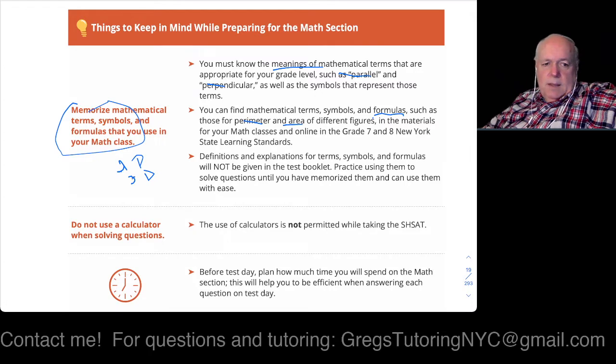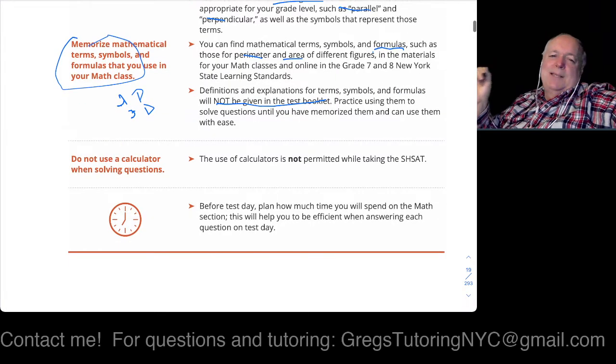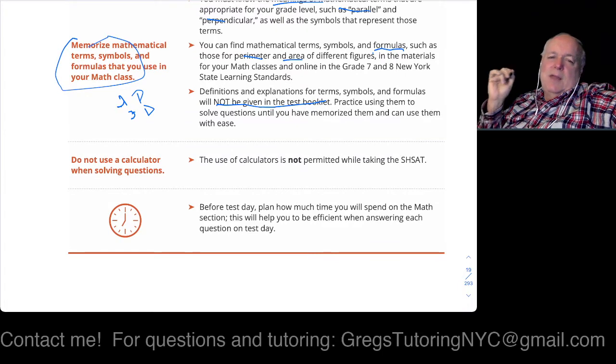And again, these things will not be given to you on test day. So you need to know them and be fluid in them. This is not about just memorizing stuff. It's about understanding how they all interact and work mathematically. Okay, again, you will not have a calculator on the test.